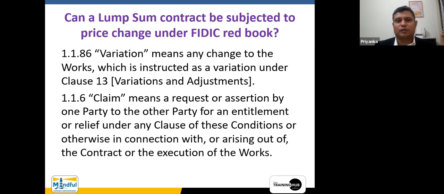Can a lump sum contract be subjected to price change under FIDIC Red Book? Now this question needs to be answered, right? Now I will leave this particular question to you. Within a day's time, you can answer to me for this question. I will come up with the answer in the next session, because then you will go through them, you will understand. The person who gives the most suitable answer will get an opportunity for a free seminar for the next year, right? So the question is, can a lump sum contract be subjected to price change under FIDIC Red Book, right?